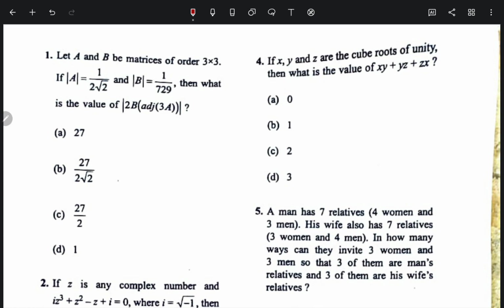If x, y, z are the cube roots of unity, then what is the value? If x, y, z are cube roots of unity, then it is imperative that x, y, z take the values 1, omega and omega square. You apply that, you will get the value of 0.